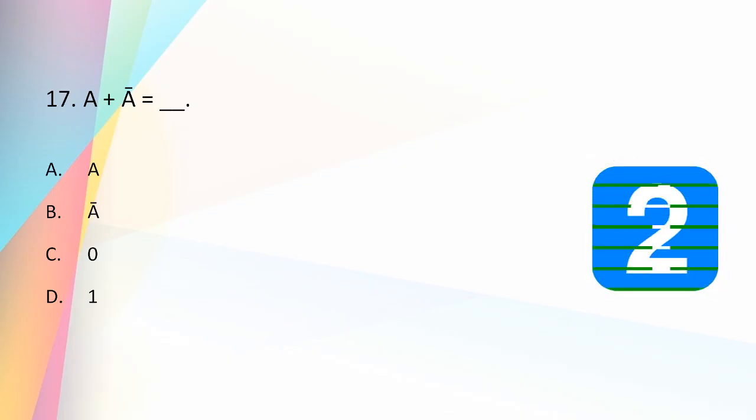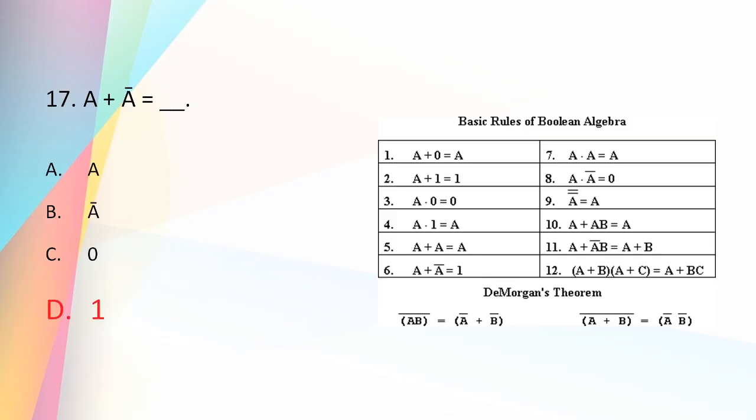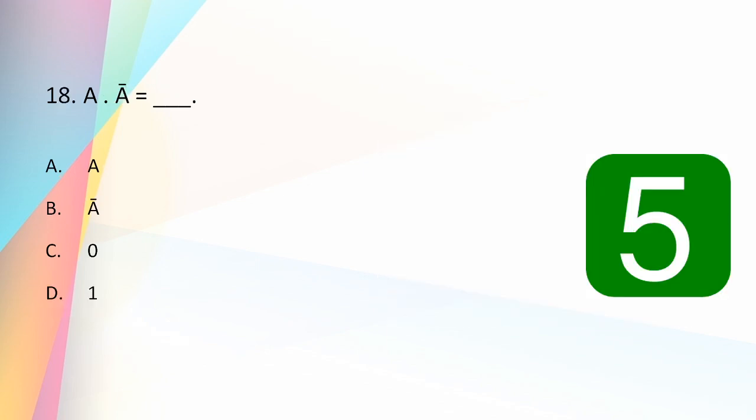A plus A complement equals: A, A complement, 0, 1? And the answer is 1. Because if A is 0, A complement is 1, and if A is 1, A complement is 0. So there is always a 1 in the expression and it is getting ORed, so the result will always be 1.